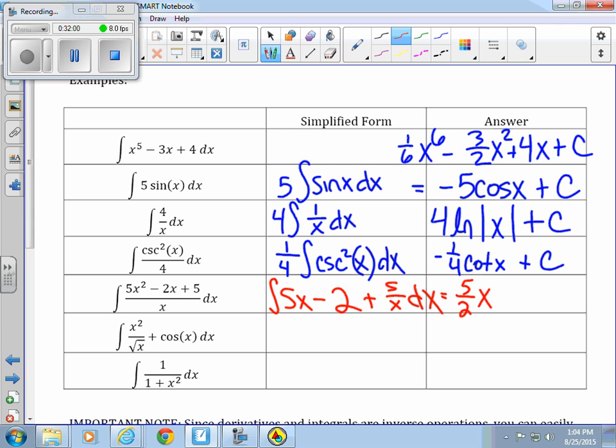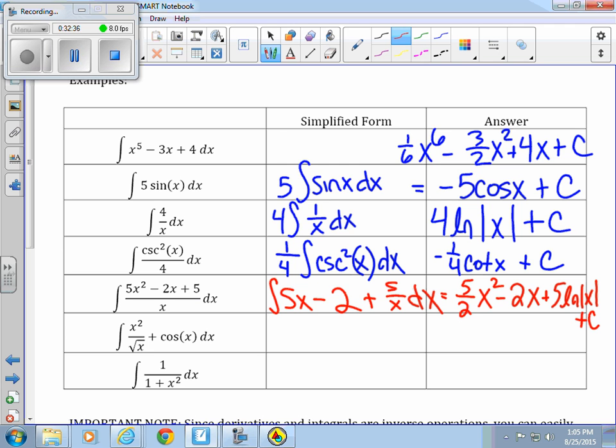5 over 2 x squared. Now let me walk you through the thought process on that if you were stuck. Raise the power first, and then divide by the new power. What about just minus 2? What do you do with a constant? Minus 2x, because the derivative of 2x is 2. Plus 5 ln, don't forget absolute value of x, and then plus c.